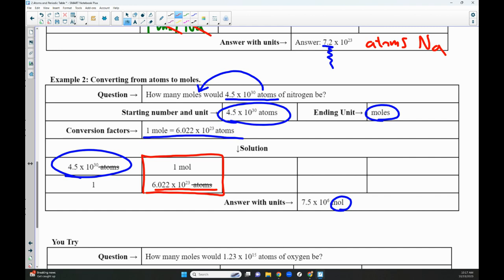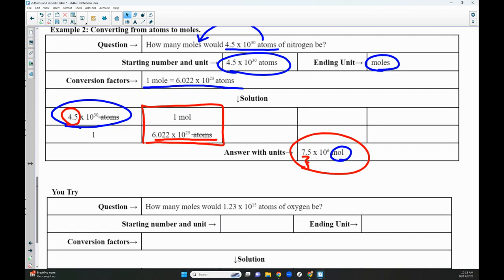Now I plug everything into the calculator. 4.5 times 10 to the 30th times 1 divided by 6.022 times 10 to the 23rd, and I should get 7.5 times 10 to the 6th moles. Again, notice my answer has 2 significant figures, and that is because my starting number had 2 significant figures. We ignore the significant figures of the conversion factor in these kinds of problems. Okay, pause the video and try the next one.